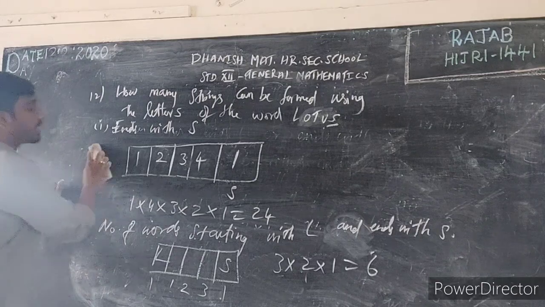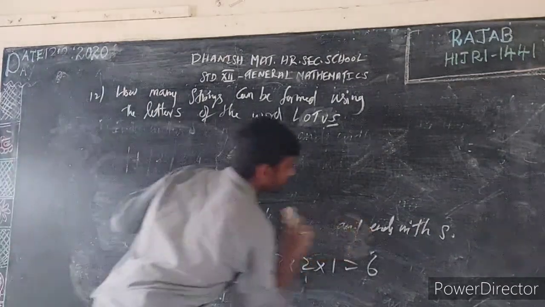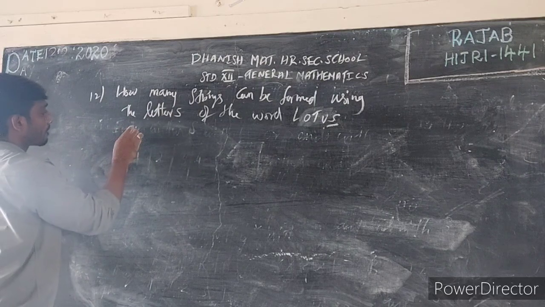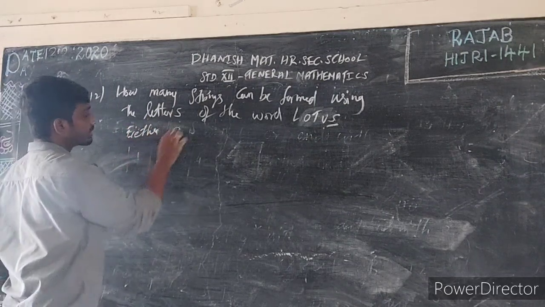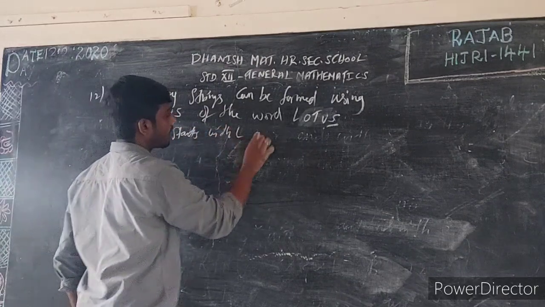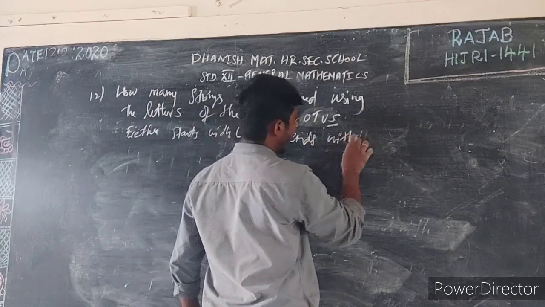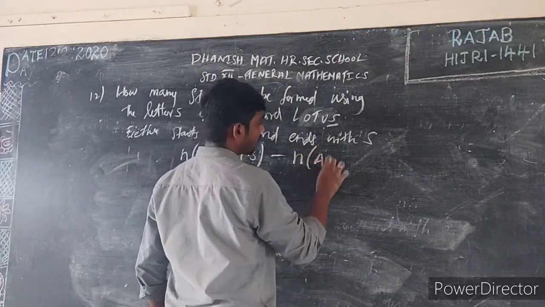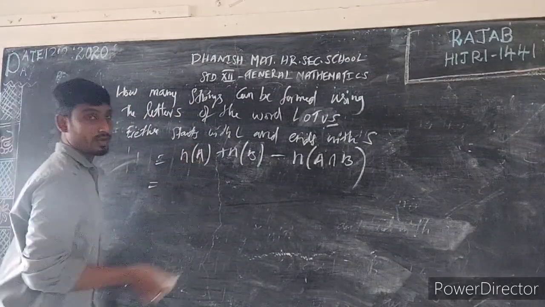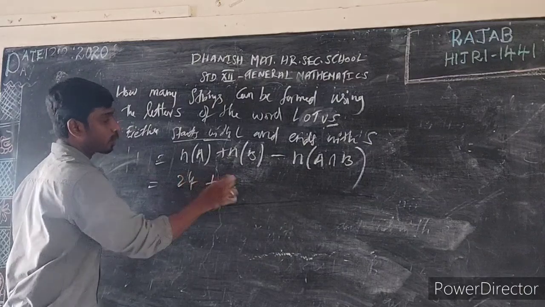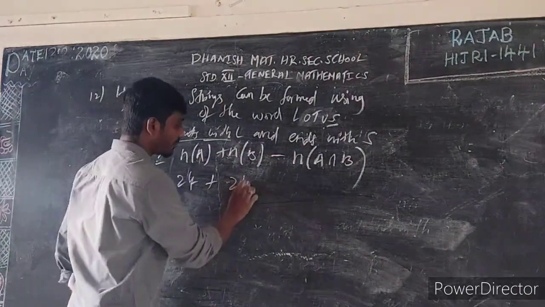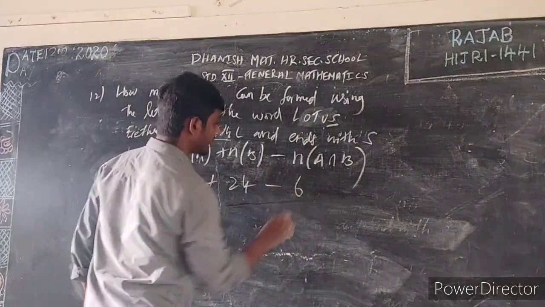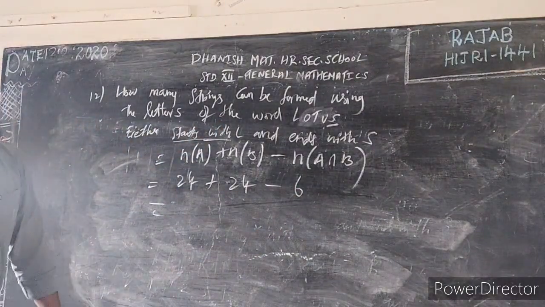Now using the probability formula, we find words that either start with L or end with S. The formula is n of A plus n of B minus n of A intersection B. n of A, words starting with L, will be 24. n of B, words ending with S, is also 24. n of A intersection B, starting with L and ending with S, is 6. So 48 minus 6, you are getting 42 here.